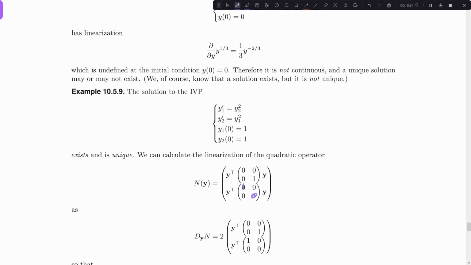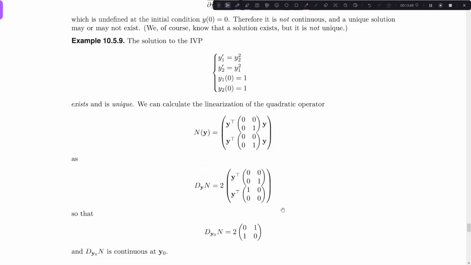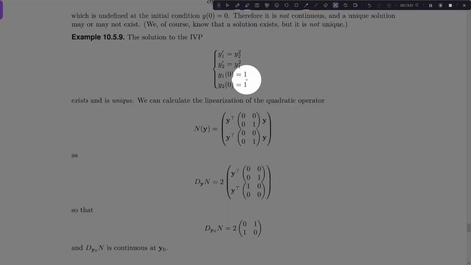I have it correct in the bottom term. But anyway, if you compute the derivative or the linearization of the nonlinear operator on the right, you recover the following, which I can evaluate at y0, which is the vector 1, 1.